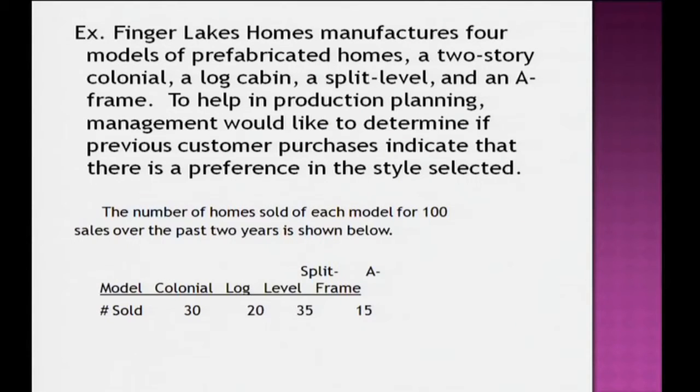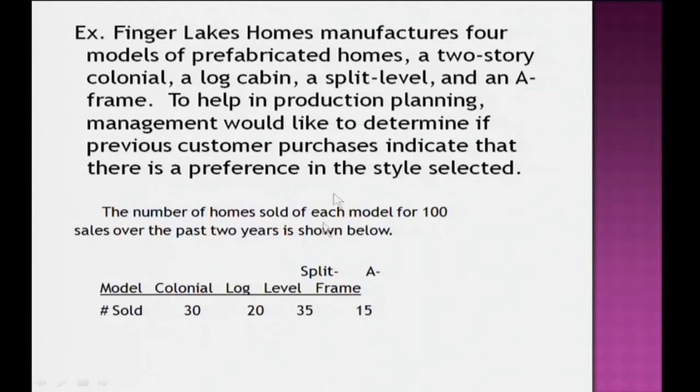To understand this, say Finger Lakes Homes manufactures 4 models of prefabricated homes: a 2-story colonial, a log cabin, a split level and an A-frame. So, these are different kinds of prefabricated homes. To help in production planning, the management would like to determine if previous customer purchases indicate that there is a preference in the style selected, right. They want to know whether these are equally liked or whether there are any preferences.